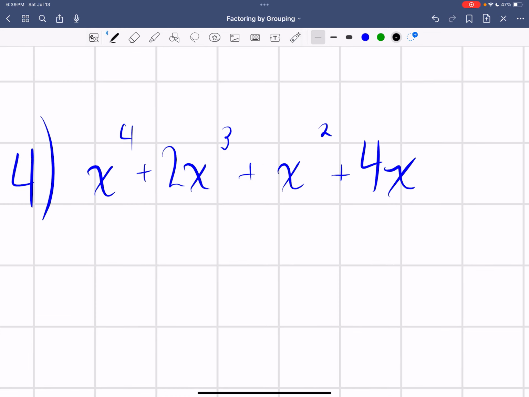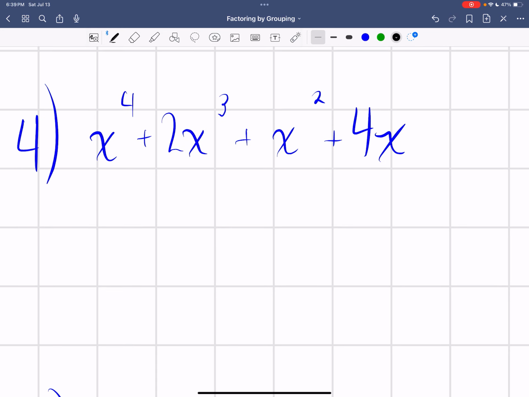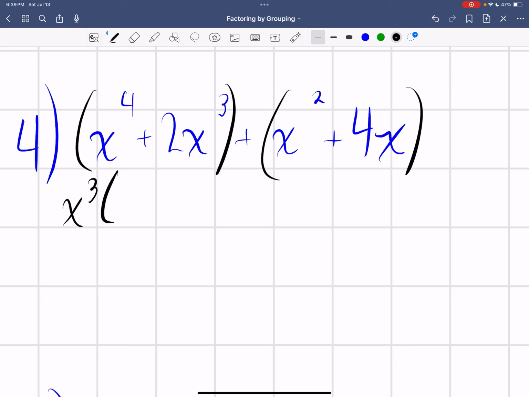Now for our next example, I included this example because I want you to see that factoring by grouping doesn't always work. Let me show you an example where it doesn't. We see 4 terms, so we give it a try. We group up the first 2, group up the second 2. Our GCF for the first is x cubed. What do we have left?